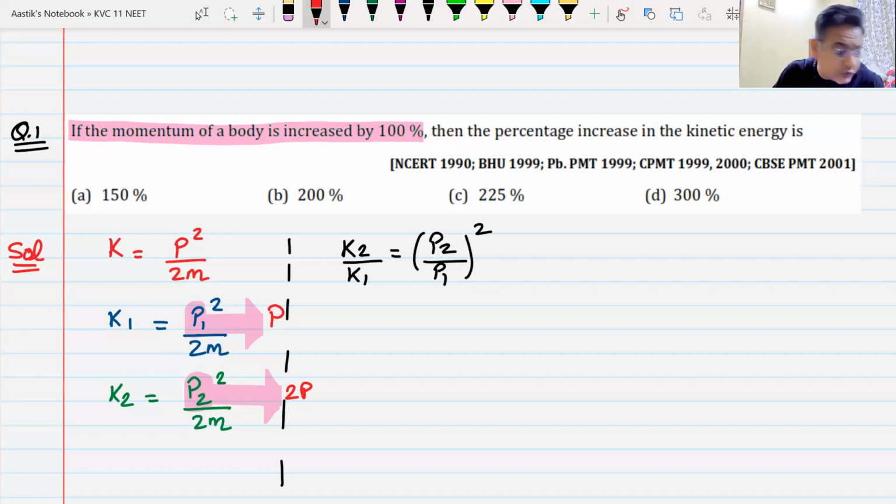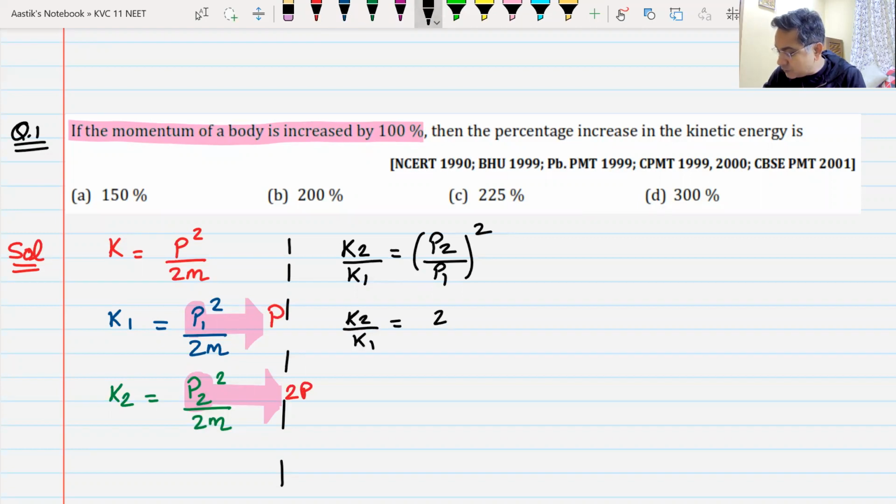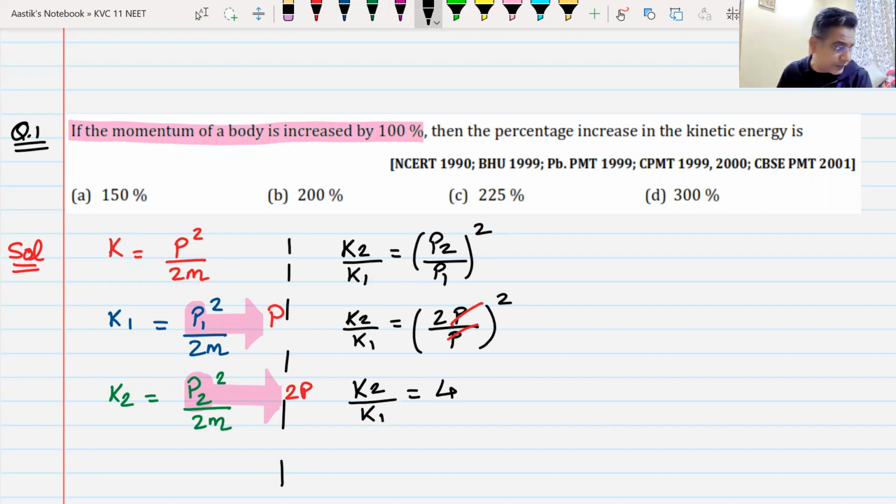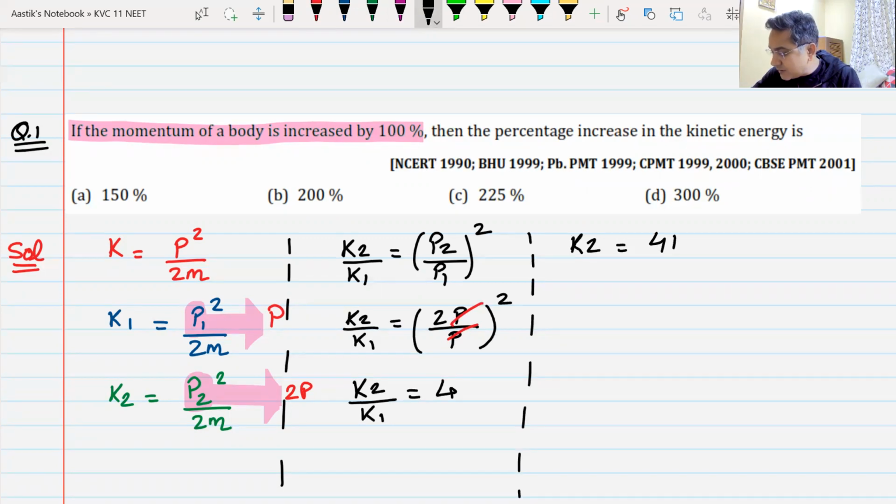Do we have an answer? So, the initial momentum is P. The final momentum is 2 times of P. So I can get from that K2 by K1 will be equal to (2P) squared divided by P squared. 2P divided by P, and P will get cancelled. So I will have K2 by K1 equal to 4. So I can write K2 becomes 4 times K1. Your final kinetic energy will be 4 times of initial kinetic energy.